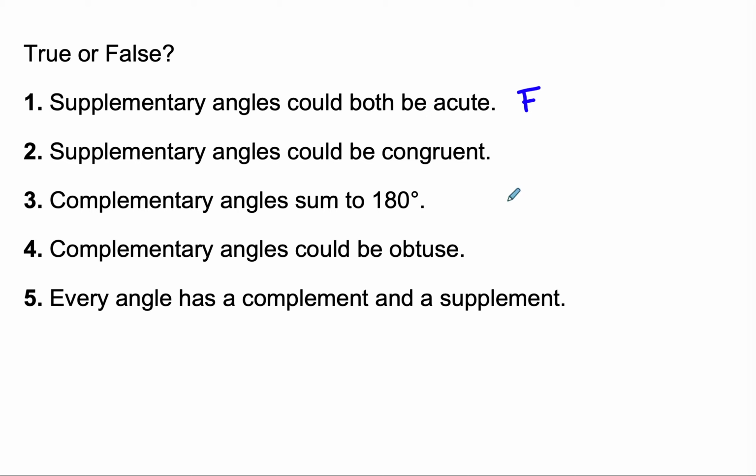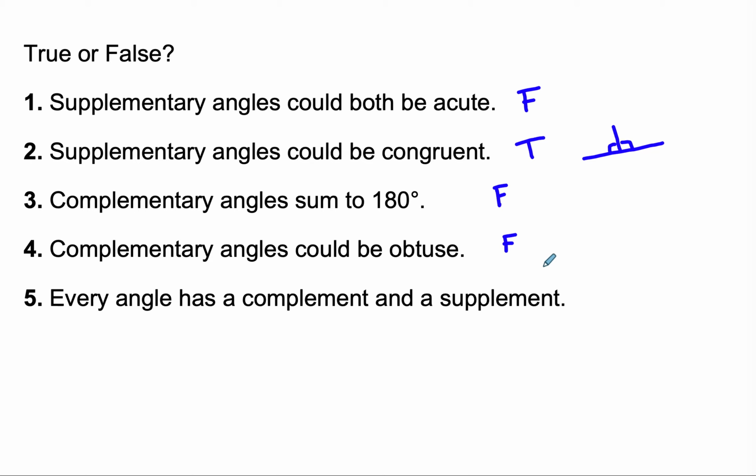Number 2, supplementary angles could be congruent. That one's true. If they're congruent, then they're going to be two 90-degree angles, like this one. All right, 3, complementary angles sum to 180 degrees. That's false. They're going to sum to 90. Number 4, complementary angles could be obtuse. That's also false. If it's obtuse, it's more than 90. Together, they need to add to equal 90.